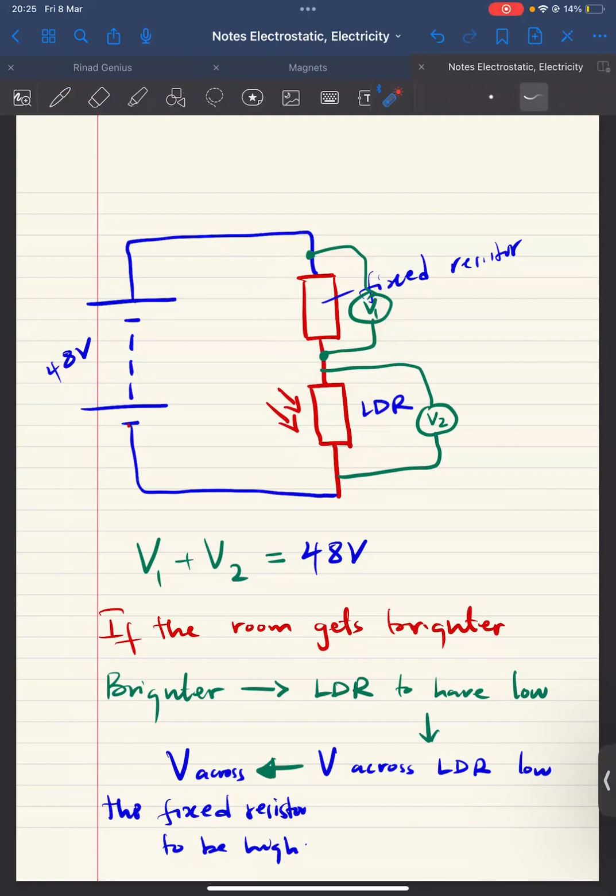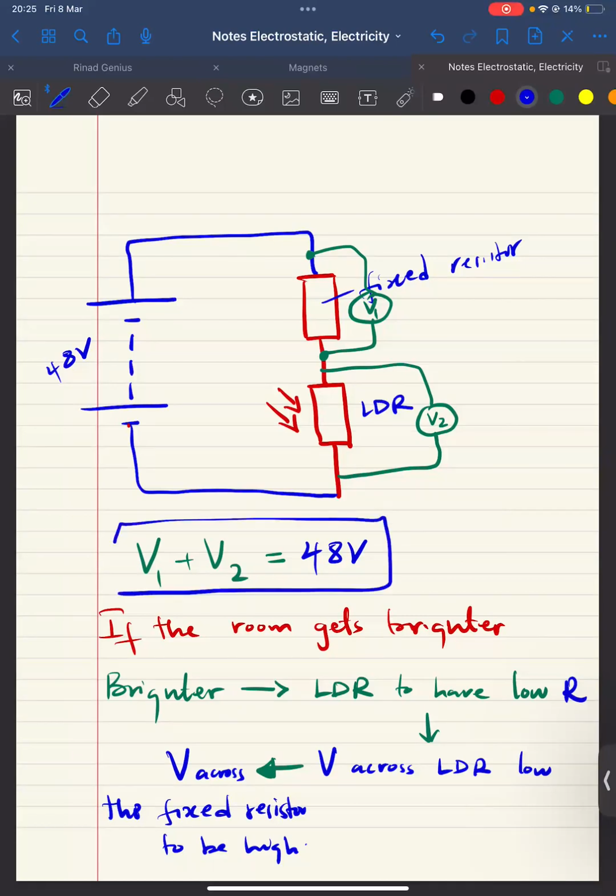So you have to always explain it as a sequence. The brightness causes the LDR to have a low resistance. The low resistance means it's going to take low voltage, and these two things are proportional to each other. And if this guy takes low voltage, then this guy is automatically gonna take the high voltage, and because they are in series, they will always share. We said V1 plus V2 is always 48, because these guys are in series.